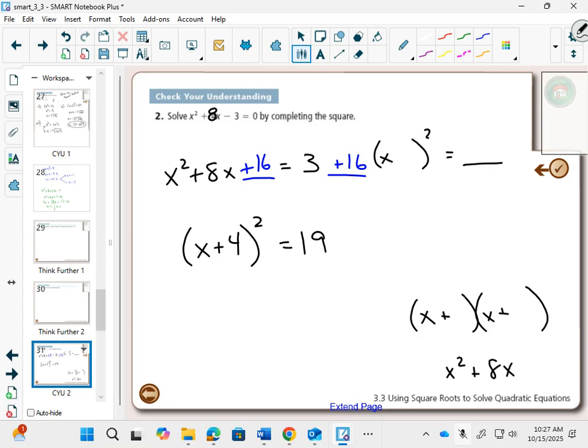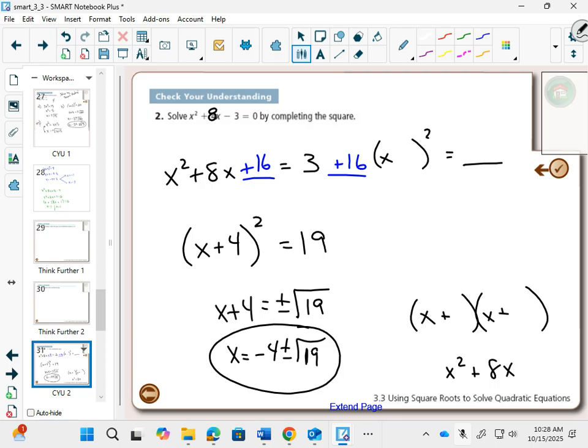But what would you do next? Now you've got something squared. This was our goal, right? Why did we want to get this? Because then we could square root. Don't forget the plus or minus. Move the 4 over. And we get -4 plus or minus the square root of 19.